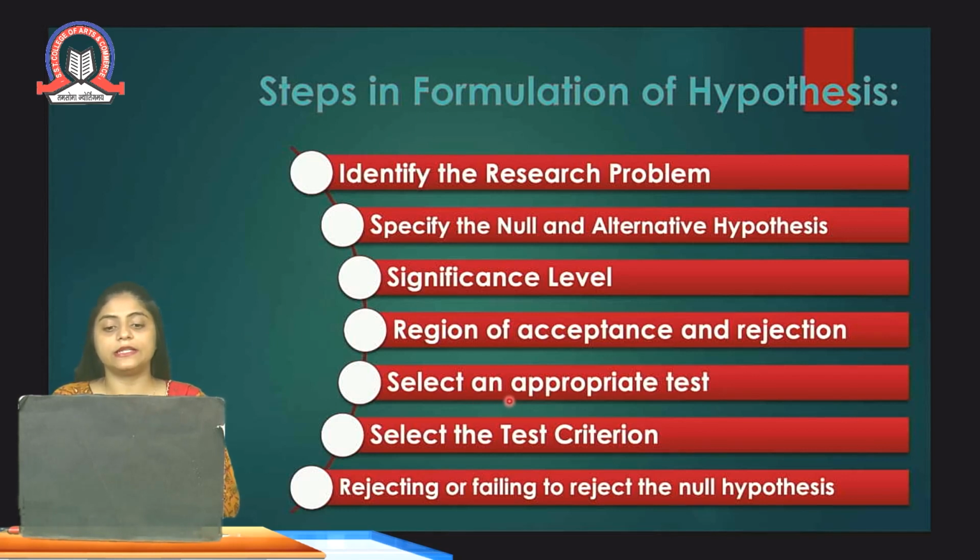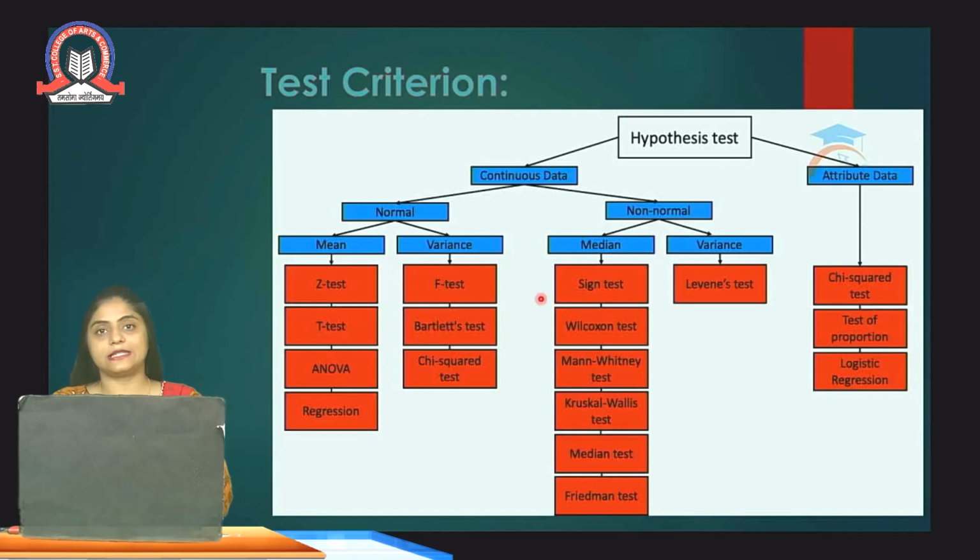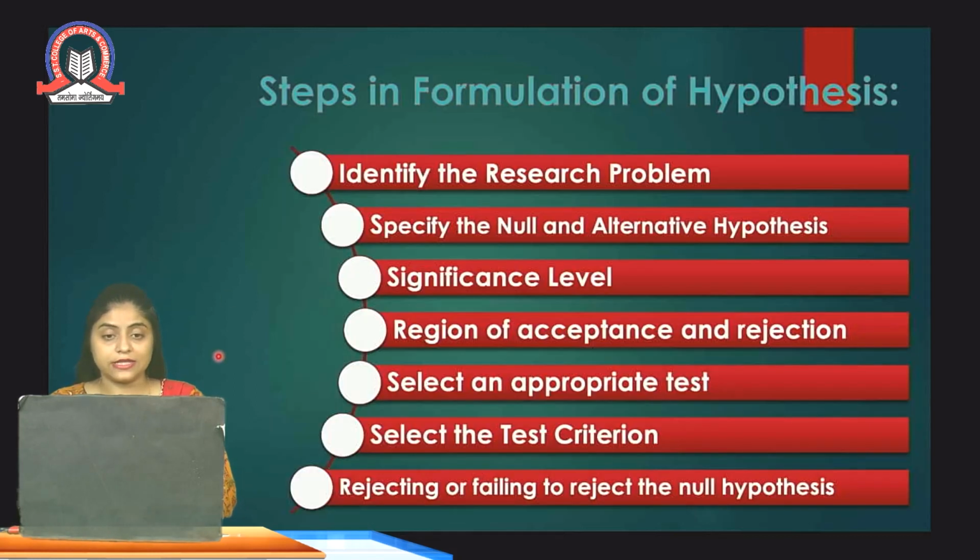The next step is to select an appropriate test. There are so many tests we can select in hypothesis testing, like Z-test, T-test, ANOVA, chi-square, Friedman's, median, and regression. These are the tests which we can take into consideration while testing the hypothesis. The next step is to select the test criterion. Out of all these tests, we need to select which one is suitable for our research work.